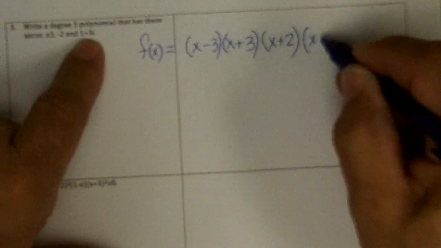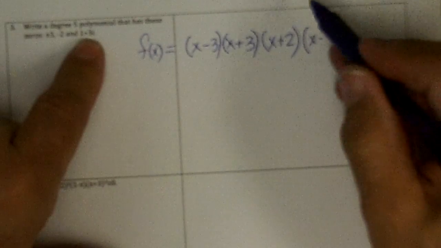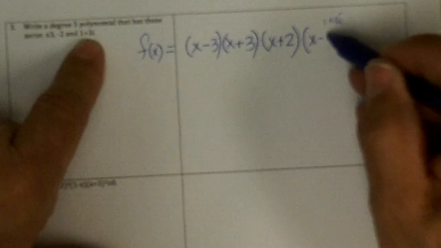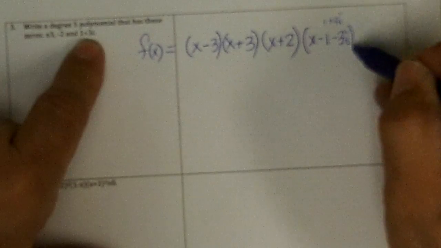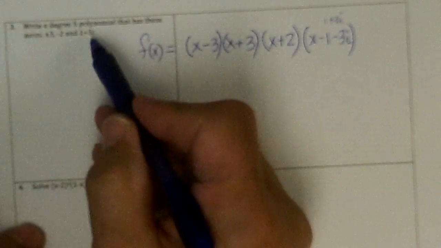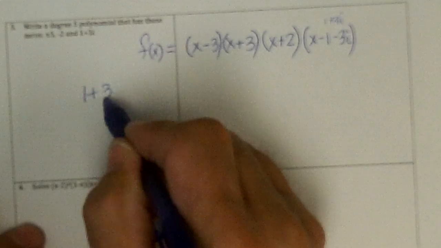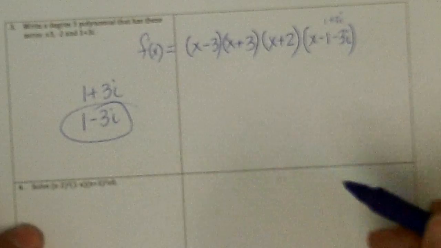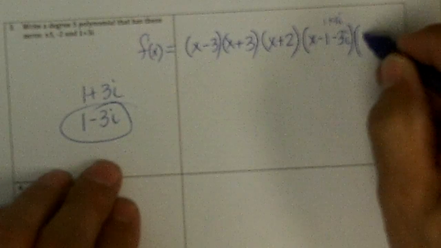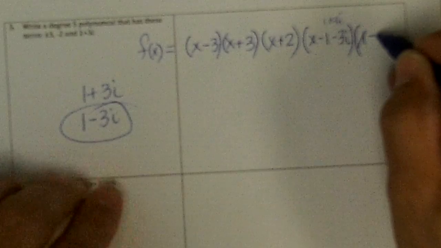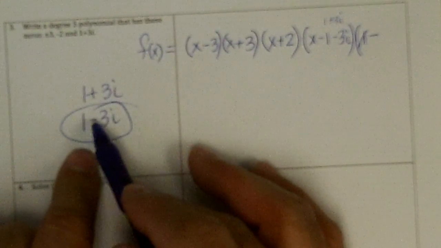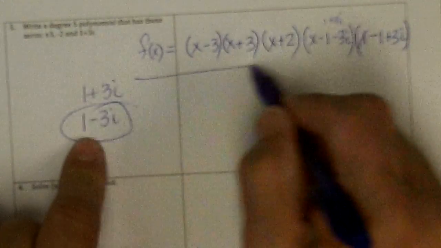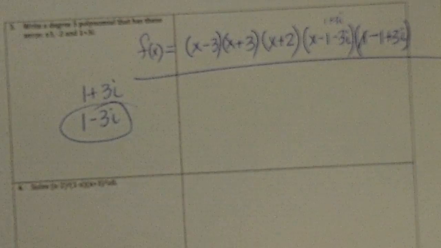imaginary 0, so that's x minus, and if I'm going to subtract a 1 plus 3i, that becomes minus that whole thing, so it's minus 1 minus 3i. And if I have 1 zero, that's 1 plus 3i, its conjugate also has to be a 0. So I have one more here, that's x minus, and if I do the minus of this, it's going to be minus 1 plus 3i. And that's that one.